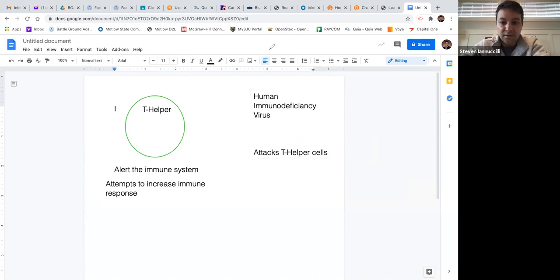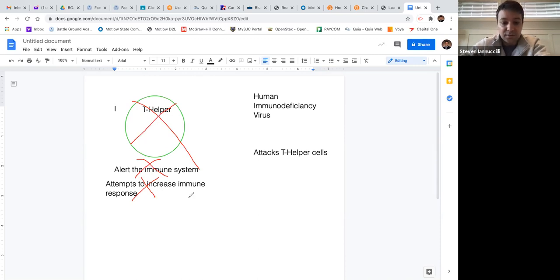If you attack that cell, you are then going to decrease the alert system for the immune system, right? If you destroy these cells with the virus, you are going to then decrease the alarm system, so to speak, for the immune system. And you're also going to decrease your immune response, right? Because this cell's job is to tell other cells to kill this thing. T helper cell's job is to blow the whistle on viruses in the body. And if you don't have T helper cells, they can never blow the whistle. And if you don't blow the whistle, you don't know that you're even sick.